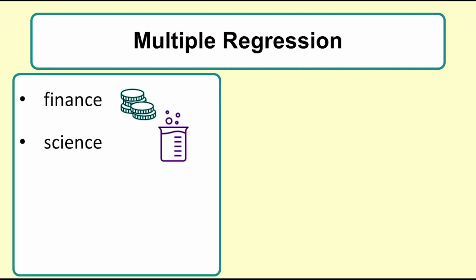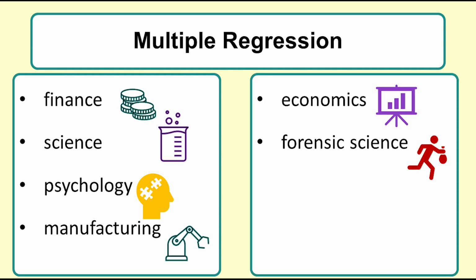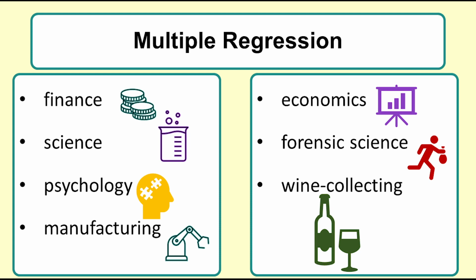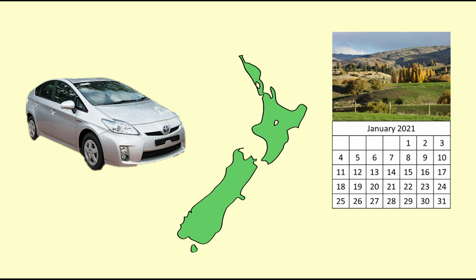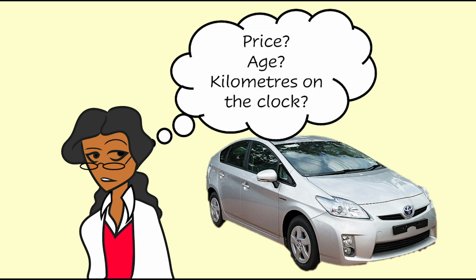Multiple regression is an extremely versatile statistical modelling tool that is used in a wide range of applications. Regression models are used in diverse areas, including finance, science, psychology, manufacturing, economics, forensic science, and wine collecting. The example in this video will be around the price of a used car, specifically a Toyota Prius in New Zealand in January 2021. Dimutha is considering buying a Toyota Prius and wants to get an idea of the range of prices and the effect of age and distance travelled on the price.